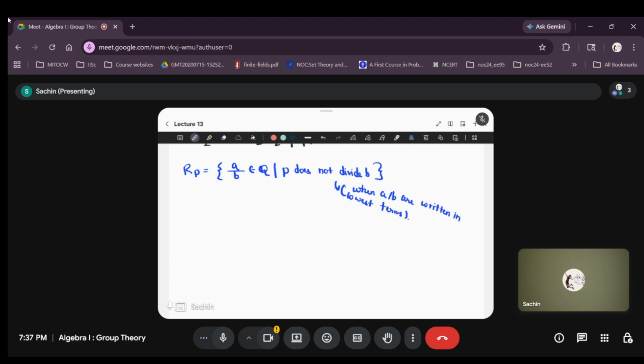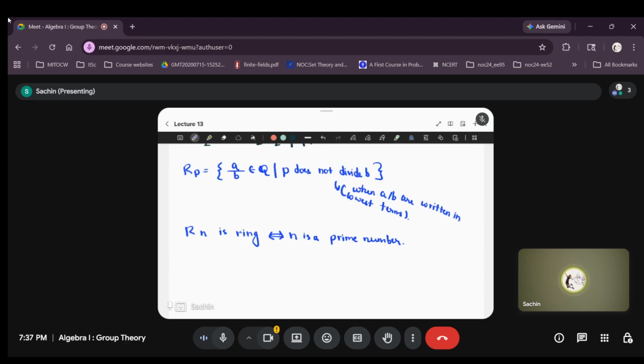Now this is a ring. R_n is a ring if and only if n is a prime number. A proof I won't write. I think you understood it from the last two examples. There's no problem, we can show all the properties.